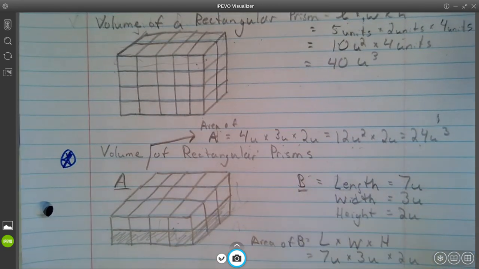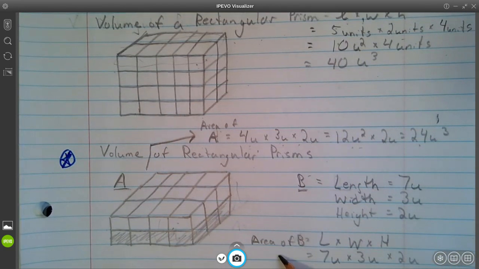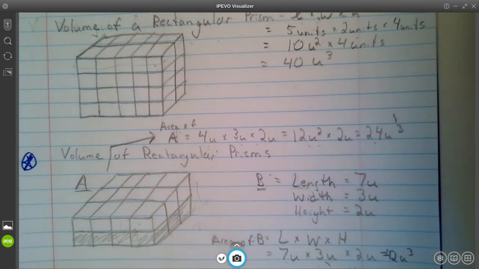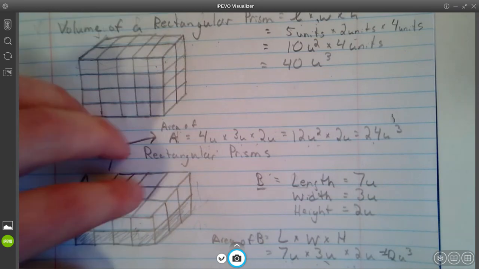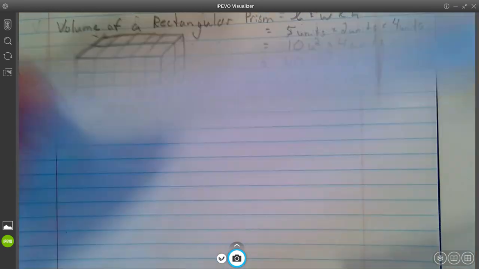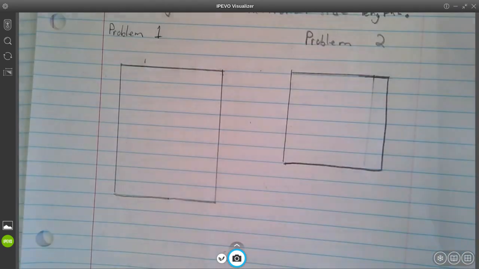And then B was area of rectangular prism. B was 7 units times 3 units times 2 units. 7 times 3 is 21 times 2 is 42 cubic units. Okay, so 42 cubic units on that. All right, now moving on to the application problem.